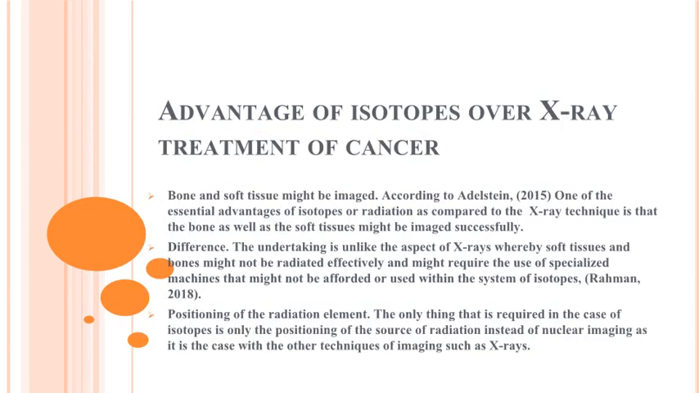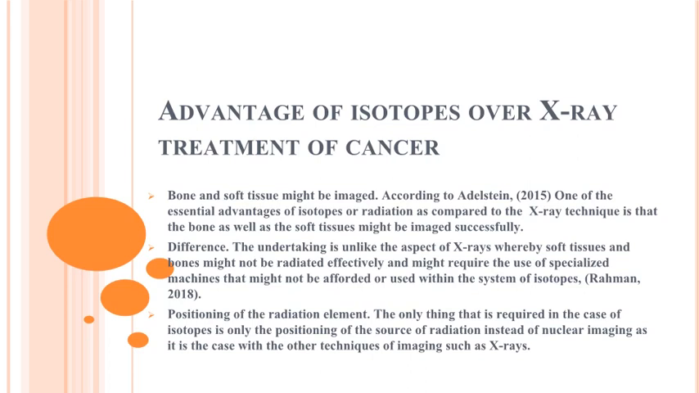Bone and soft tissue might be imaged, unlike with X-rays. One of the essential advantages of isotopes or radiation as compared to the X-ray technique is that the bone as well as the soft tissues might be imaged successfully. The major difference is that with X-rays, soft tissues and bones might not be radiated effectively and might require the use of specialized machines that might not be afforded or used within the system of isotopes.